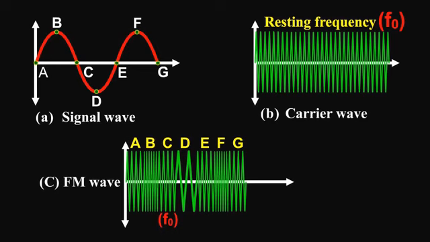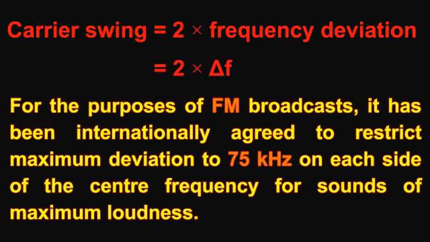When the signal is applied, the carrier frequency deviates up and down from its resting value F0. The change or shift either above or below the resting frequency is called frequency deviation delta F. The total variation in frequency from the lowest to the highest is called carrier swing CS. Hence, carrier swing is equal to 2 into frequency deviation, so 2 into delta F.